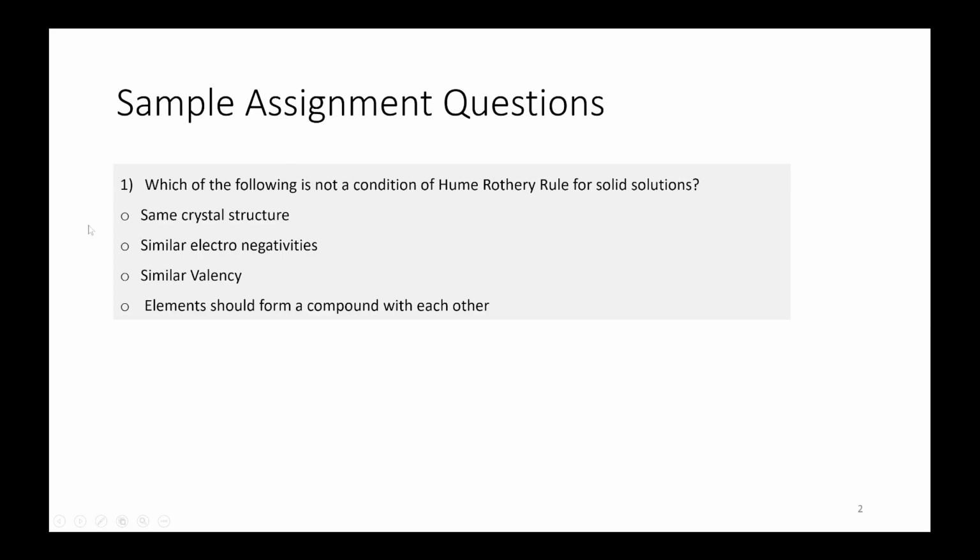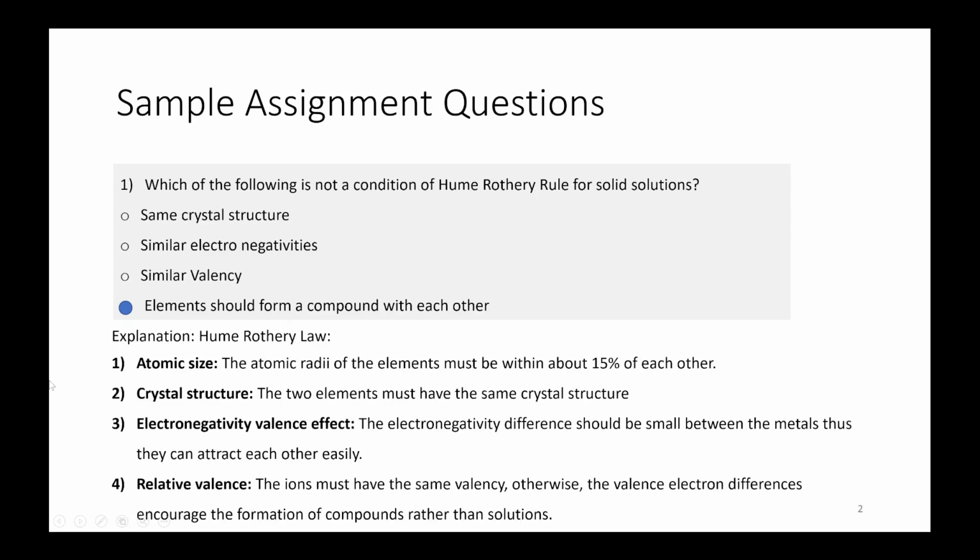First one is same crystal structure, or similar electronegativities, similar valency, or elements should form a compound with each other. So your answer, since you have to find out which is not a condition, will be that elements should not form a compound. Because if they are forming a compound, they won't show complete solubility. Now these are the four rules.